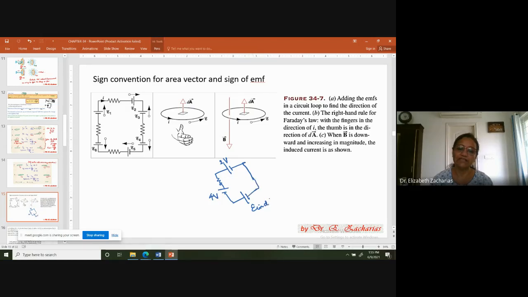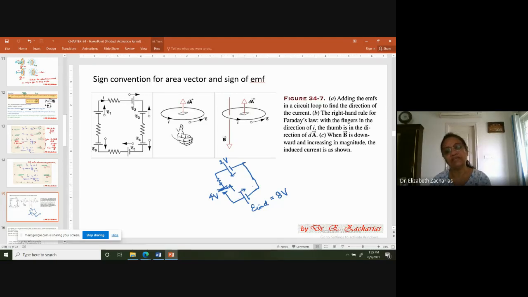Okay, and let the induced EMF be 8 volts. Now what you have to do here is look at which of these is finally dominating. Which is the effect that is going to dominate? 4 volts would have driven the current like this. 2 volts would have driven the current like this. This would drive the current like this.